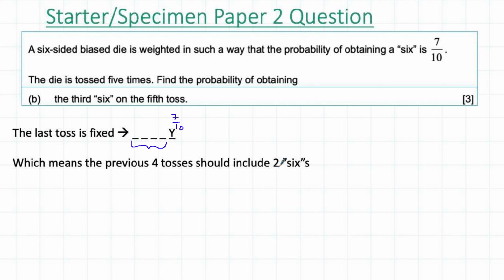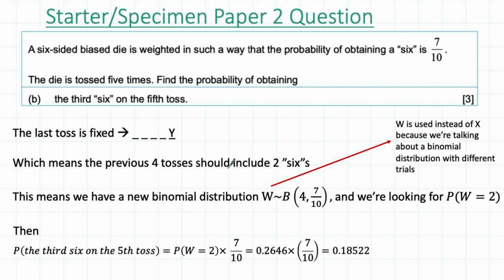So this time, how many trials do you have? Do you have 5 trials? No, you have 4 trials. And you're looking at when within those 4 trials will I get 2 6s. It means that you have now dived into a new binomial distribution. We will call it W because we need to use different letters, where I have 4 trials this time. And again, the probability of success is 7/10. And I'm looking for when is it within those 4 trials am I getting exactly 2 6s?